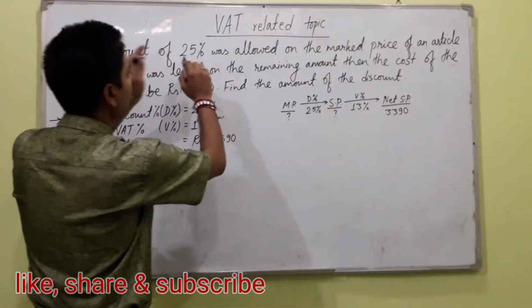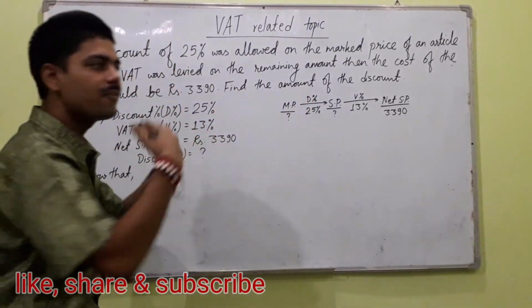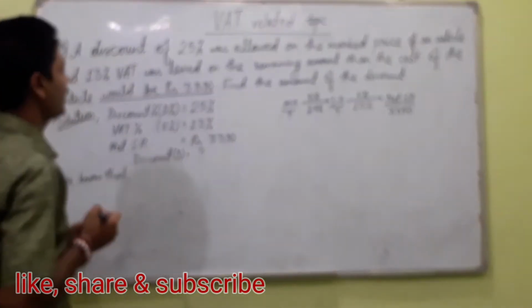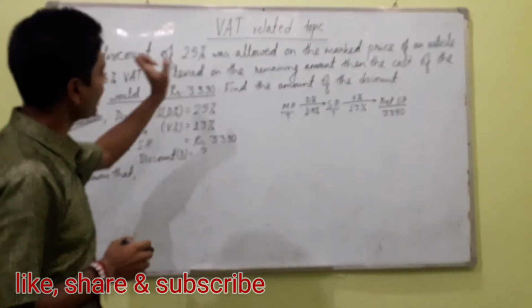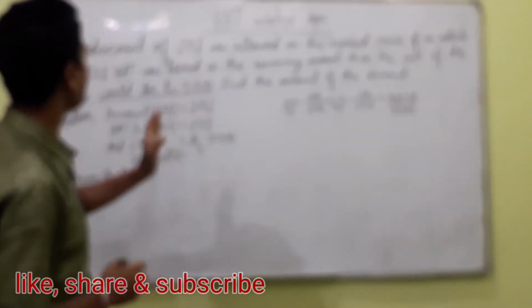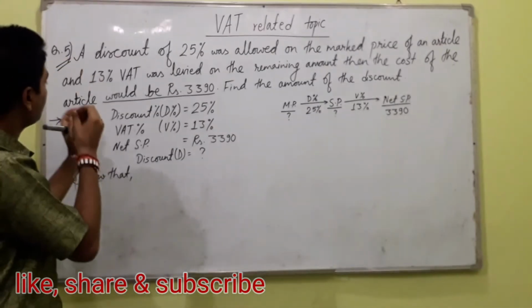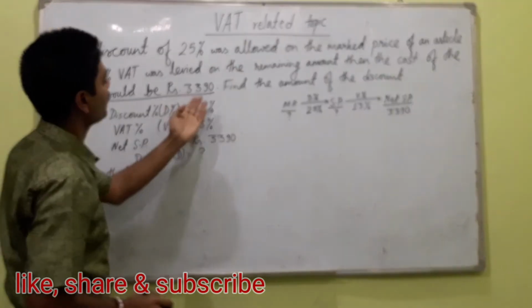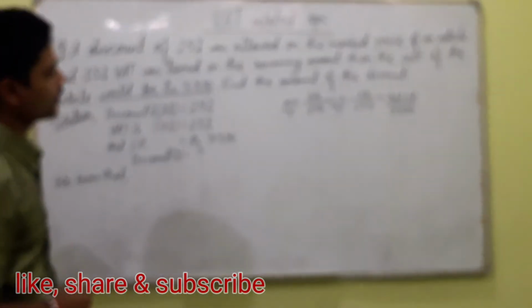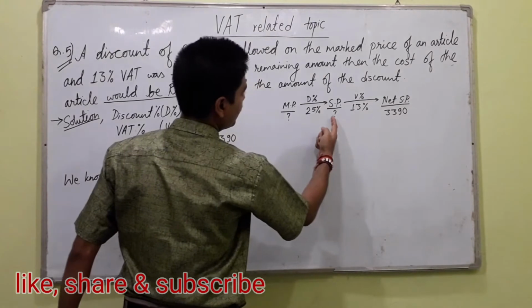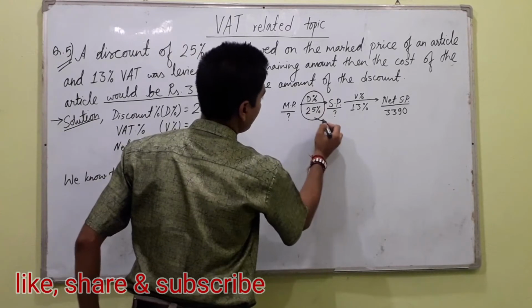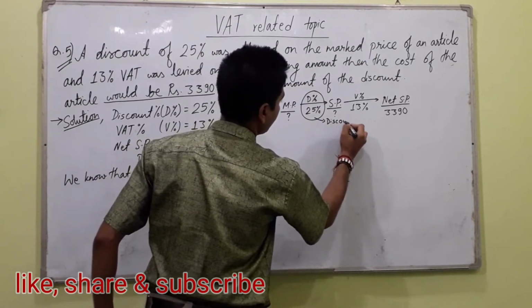So here I read the words "on the remaining amount, then the cost of the article would be." It means after allowing the discount, after levying the VAT, then the amount would be 3,390. It means the question already has explained that the VAT is levied and the discount percent is allowed. Then the price of the article would be rupees 3,390. That is why it is net selling price. So before getting the selling price, we need actually the discount percentage. It means we have to find the discount here as per the question asked.